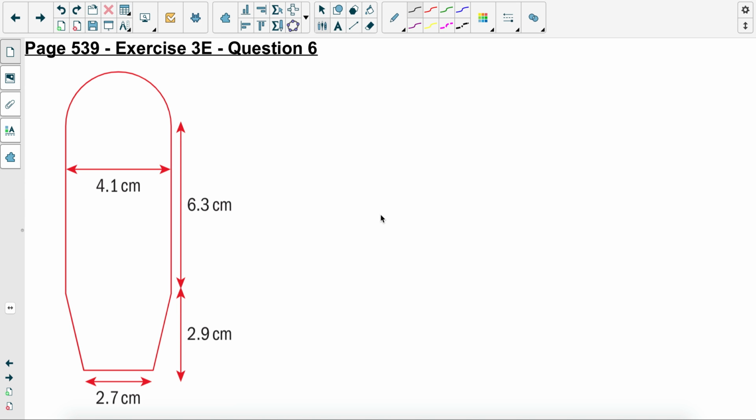This will be a quick video going through question 6 from page 539. This is from the geometry section from your prior learning chapter. You will have to know how to find the areas of different shapes. You are expected to know how to find the area and perimeter, and you will have to use this knowledge to find the area and perimeter of compound shapes.